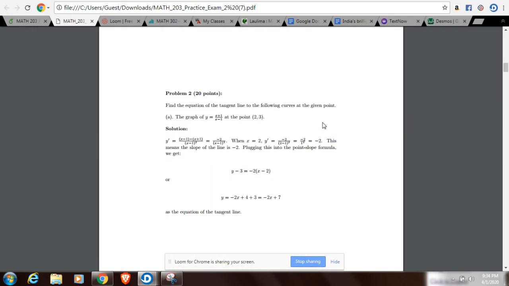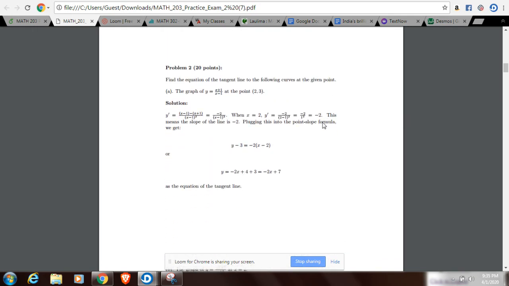Okay, moving on to the second problem. So here it's very similar. Now we're just going to add the problem of finding the equation of a tangent line to the graph of a function at a given point. So here we find the equation of the tangent line to the graph of (x + 1)/(x - 1) at the point (2, 3).